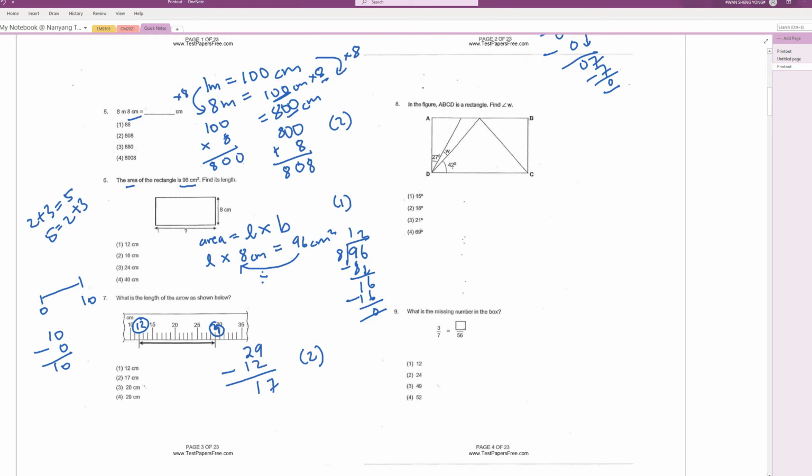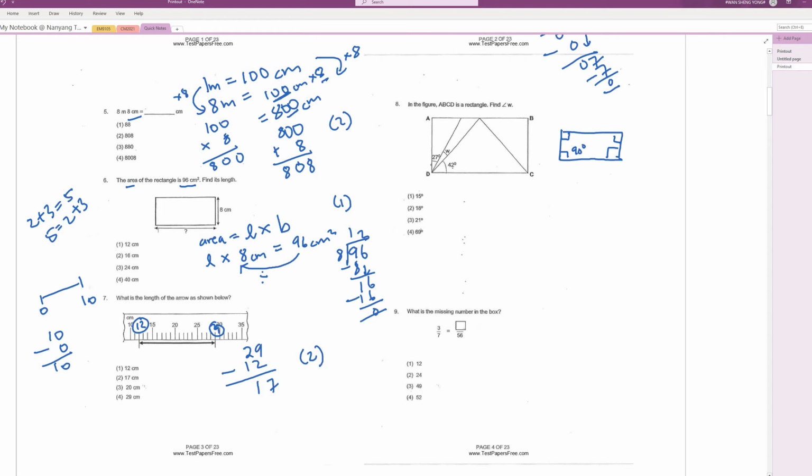Then, now we move on to question 8. In the figure, ABCD is a rectangle. Find angle W. Alright, so in a rectangle, one thing you must know is all the four corners, they are right angles, meaning they have an angle of 90 degree.